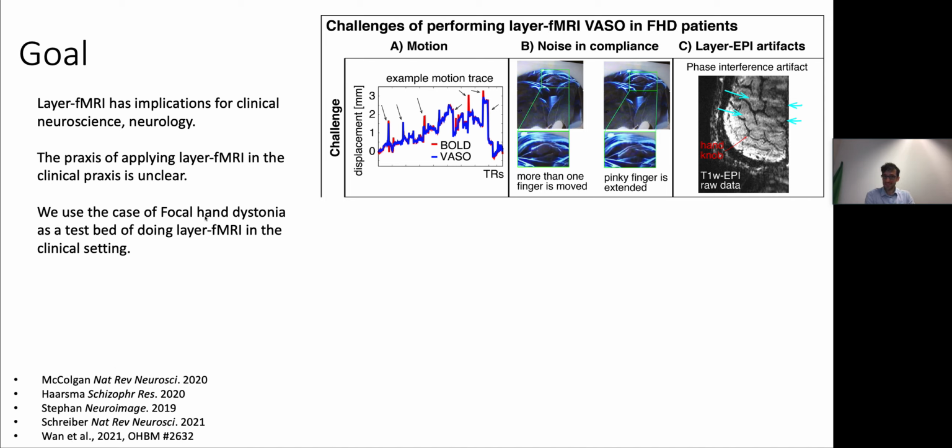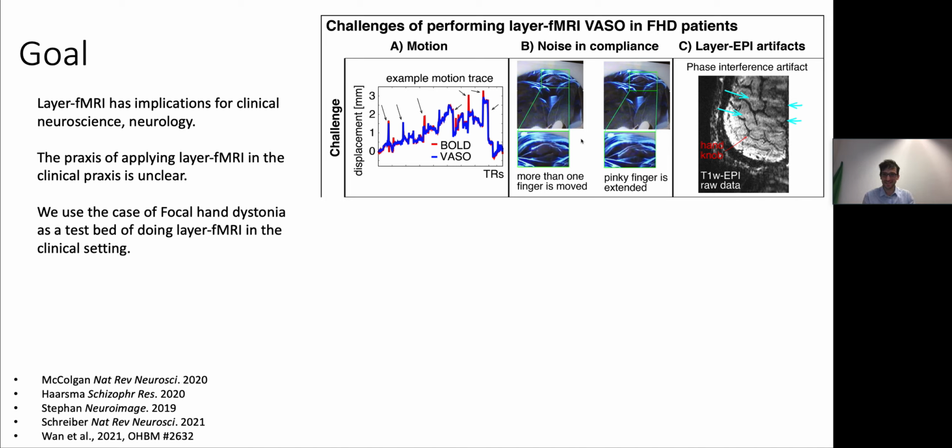The obvious challenges in clinical populations, here looking at focal hand dystonia patients, are obviously motion. Those are not trained participants. So we have different epochs where the participants move quite a bit. So we need to learn how to deal with that. Then also with respect to the task, they're not so compliant or they're not as much trained as the conventional participants that we are used to.